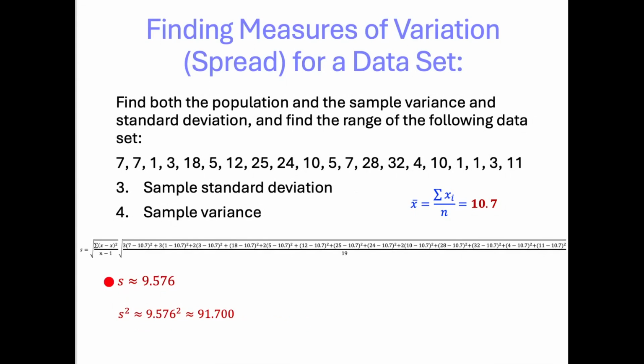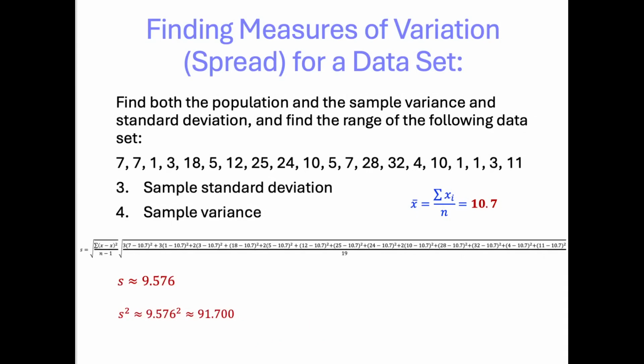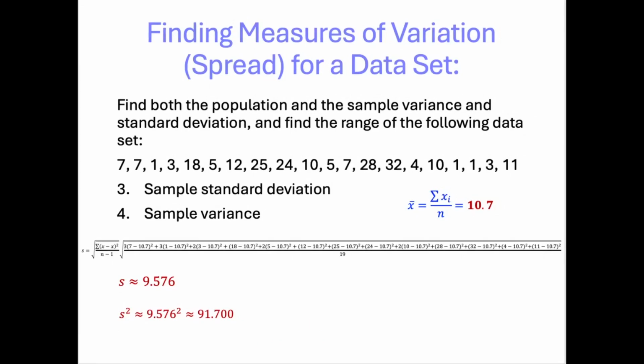That's a good check. And then the variance, of course, is this standard deviation squared, 91.700 approximately, whereas the population variance should be smaller, and it is indeed smaller. It's approximately 87.105. So that's doing it by hand.